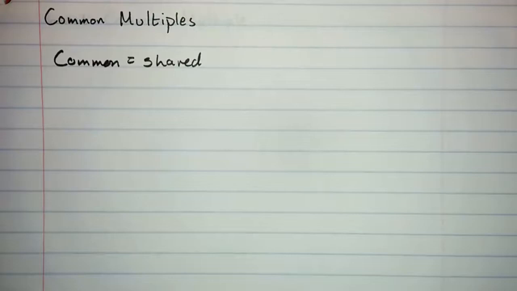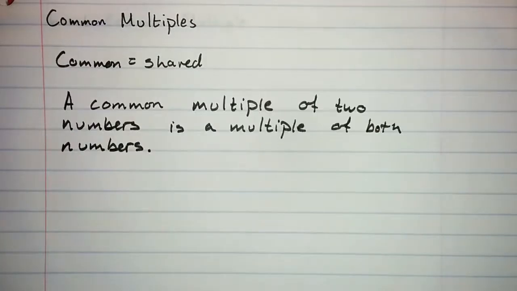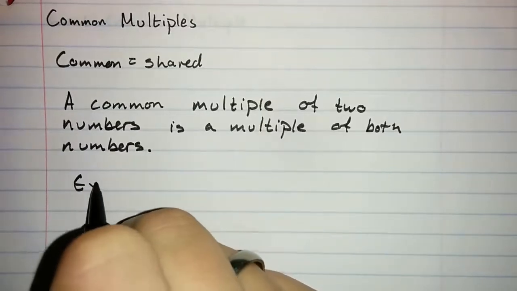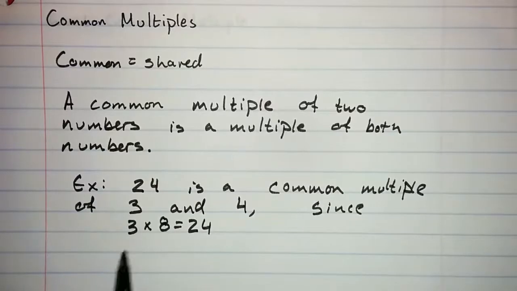Sometimes we are interested in finding a common multiple of two numbers. Just like a common factor, a common multiple is just what the name says. Remember, common means shared, like you have things in common with your friends. So a common multiple of two numbers is just anything that's a multiple of both numbers. For example, 24 is a common multiple of 3 and 4, since 24 is a multiple of 3, and also 24 is a multiple of 4.